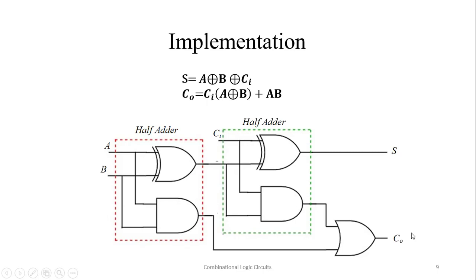Look, why is it called a full adder? This is a half adder, and this is a half adder. So when two half adders are combined, we get a full adder. This is why we call it a full adder, when we add 2 bits with an input carry. So this is the implementation of the full adder.